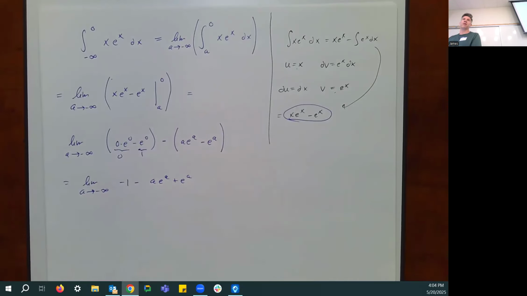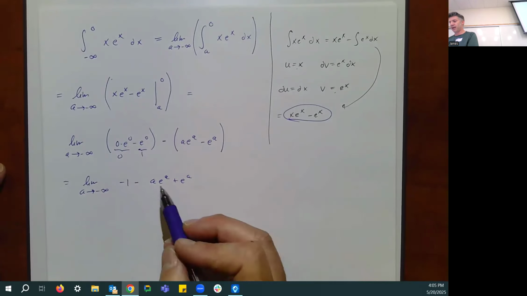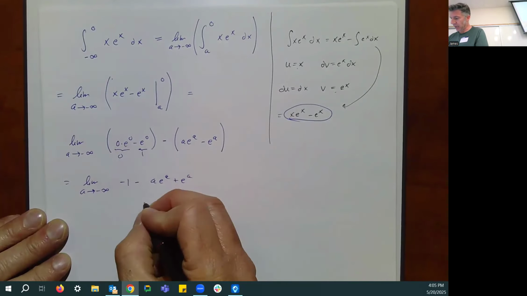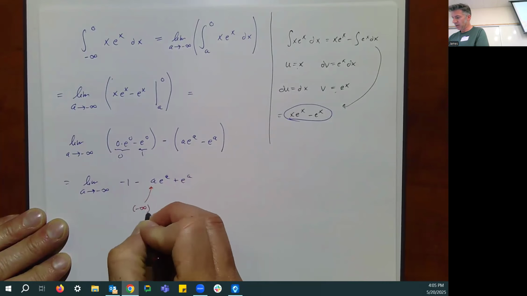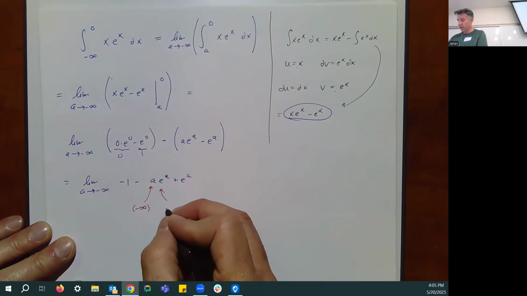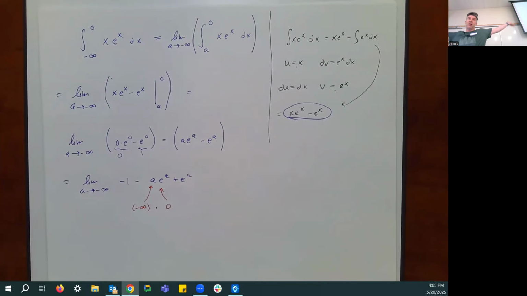And we have a problem here. This a times e to the a is an indeterminate form. We have something, an a, which is going to negative infinity times an e to the a, which is e to the negative infinity, which goes to 0. And a negative infinity times a 0 can be anything. So we're going to have to use L'Hopital's rule. Right, exactly. It's coming back, and it comes back with a vengeance. A lot of these problems have L'Hopital's rule in them, unfortunately. Yeah, you thought you were done with it.